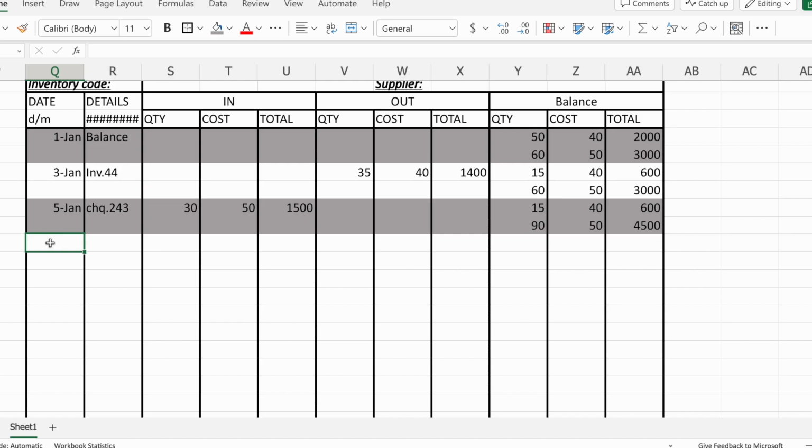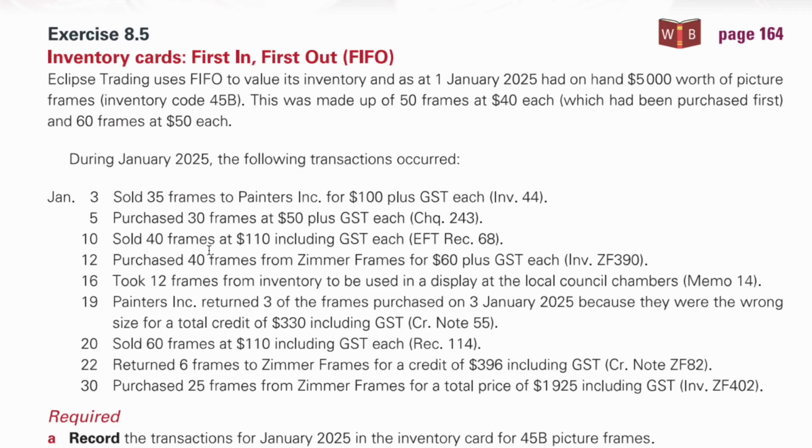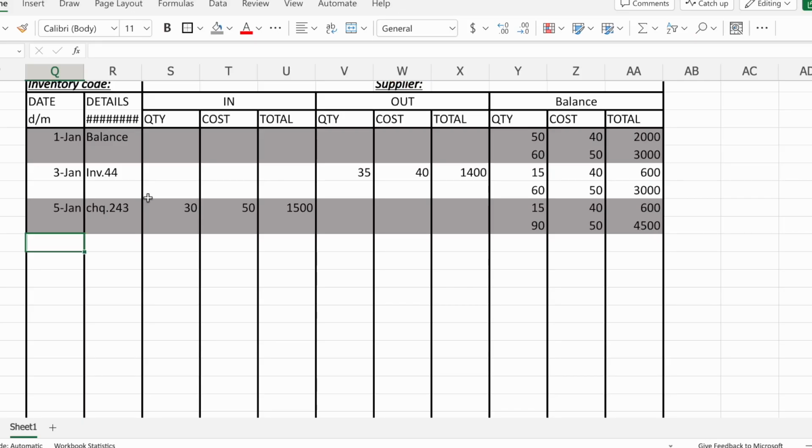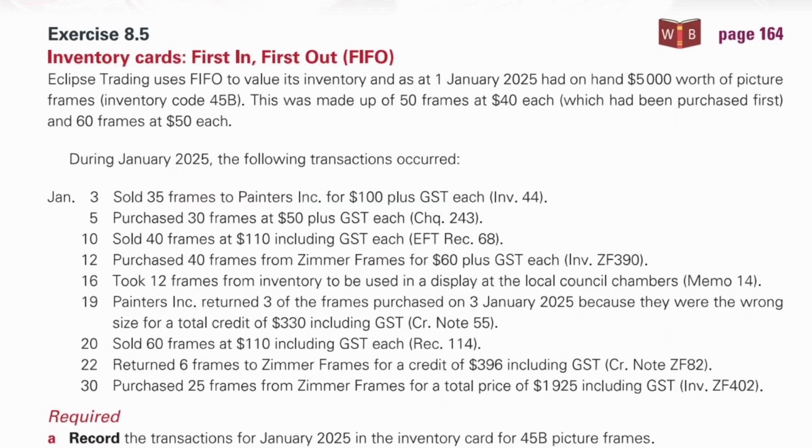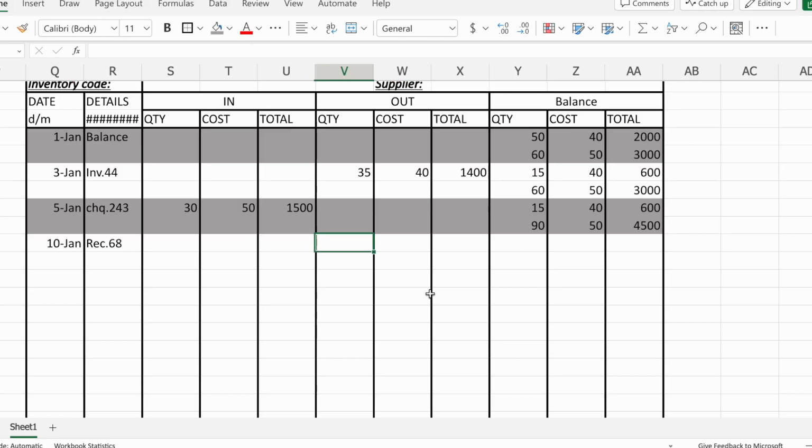So now for the next transaction, on the 10th, sold 40 frames at $110, including GST. So they gave us an EFT receipt 68. So on the 10th of Jan, receipt rec 68. Now what they did, they said they sold 40 frames. So it goes out of the business. So 40 frames goes out of the business.